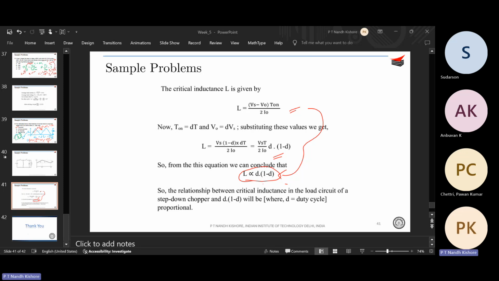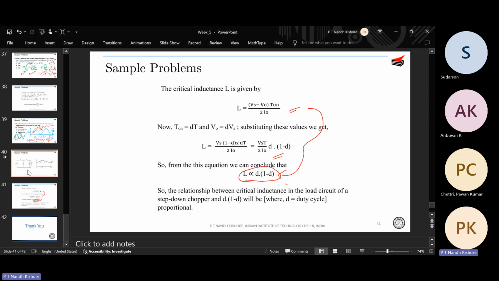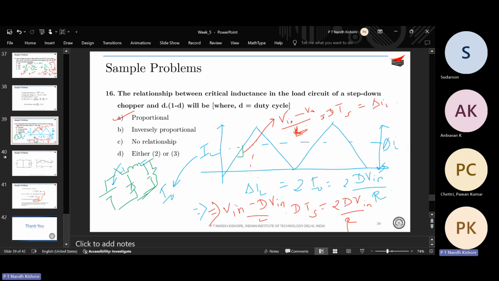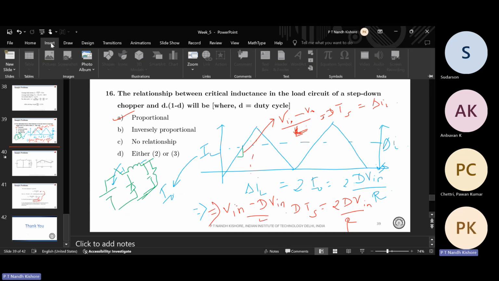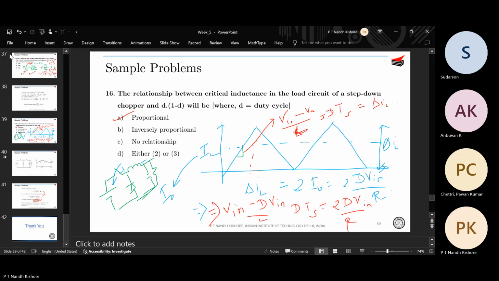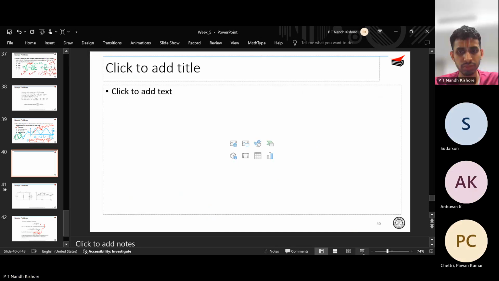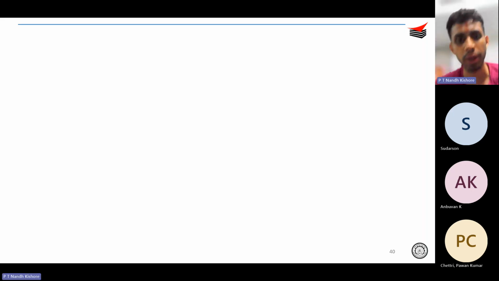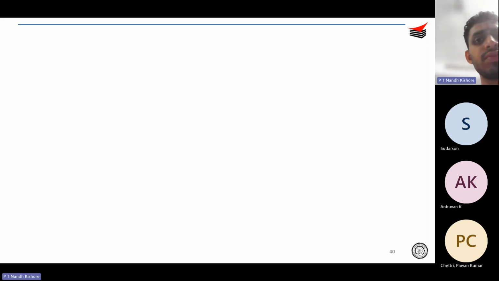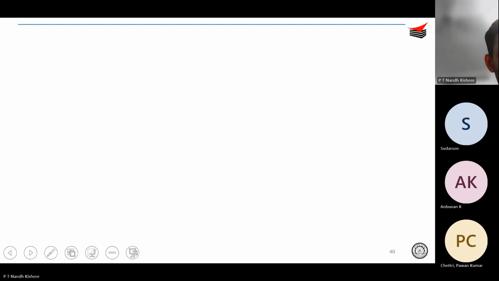Okay, so I think I should repeat once more about this critical conduction mode. Just take the use of an extra slide over here. So the idea is that you have your buck converter.